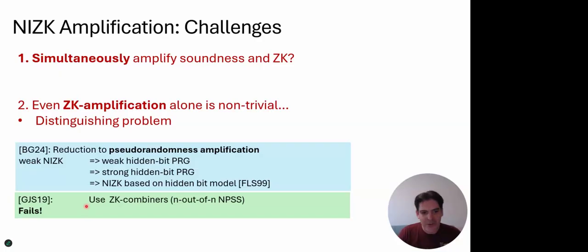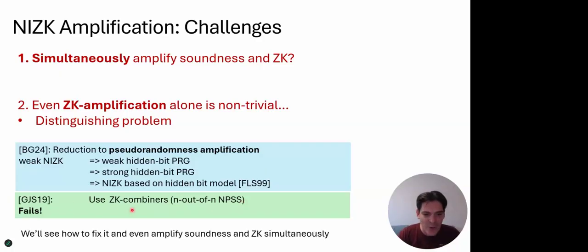Goyal et al. had a different approach, and this approach, as I said, fails, but still it's very useful, and we're going to use a similar approach. So let me explain it. They suggested to use zero knowledge combiners, right? And the zero knowledge combiners, they constructed them based on the N out of N PSS. This was the subject of the previous presentation. So in a sense, we are going to fix their failed approach, use a fancier object here, fix the bug, and also at the same time we'll be able to amplify soundness and zero knowledge simultaneously.